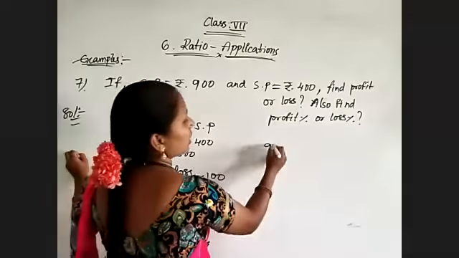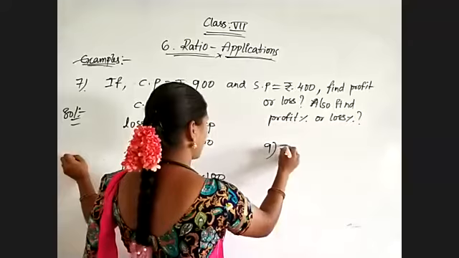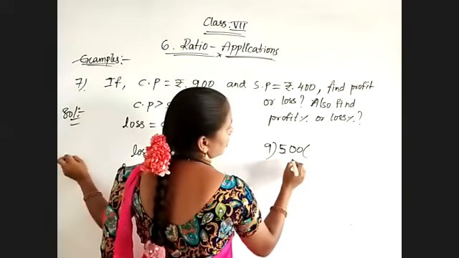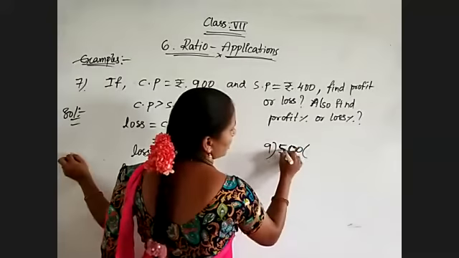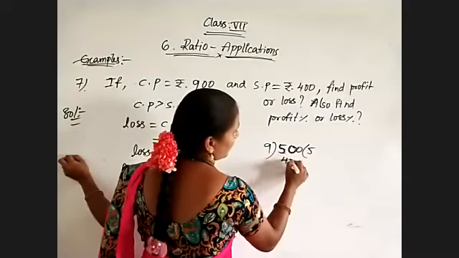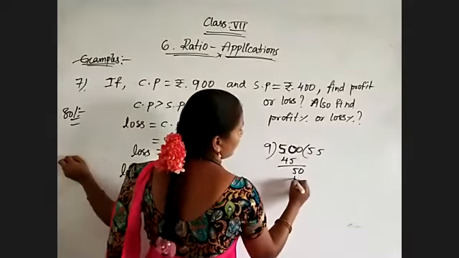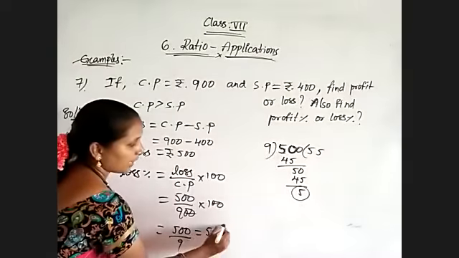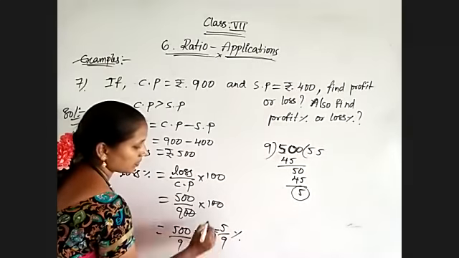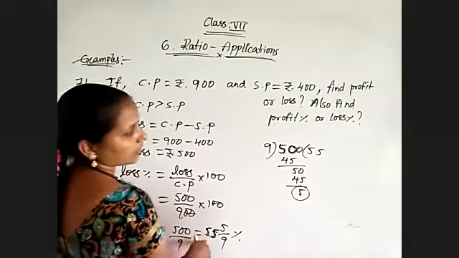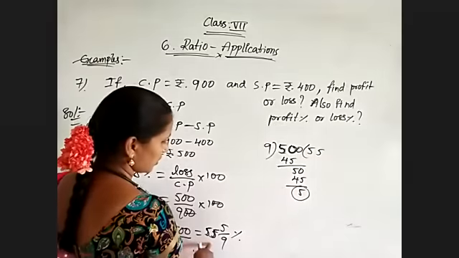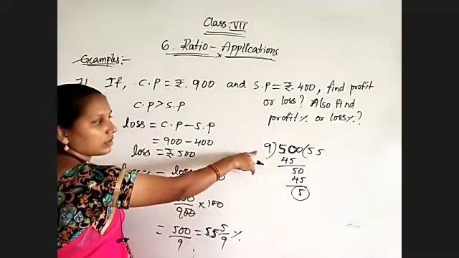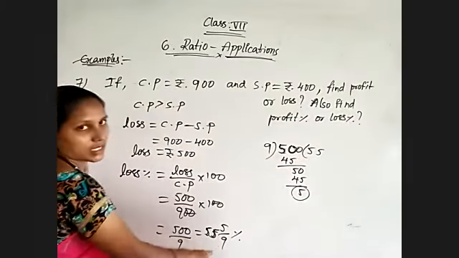Then go through with the conversion of improper fraction. Divide 500 by 9. 9 6s are 54, 9 5s are 45, 50, 9 5s are 45, 5 is the remainder. So we will get 55 5 by 9 percent. 55 is the quotient, 5 is the remainder, and 9 is the divisor. Quotient, remainder by divisor, that's all.